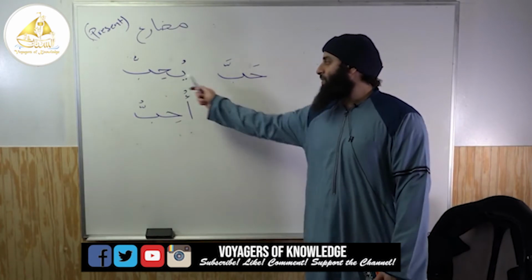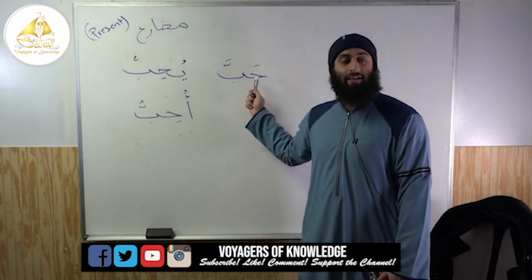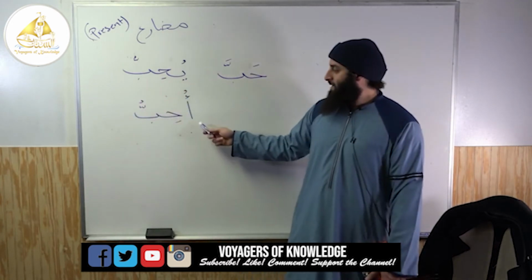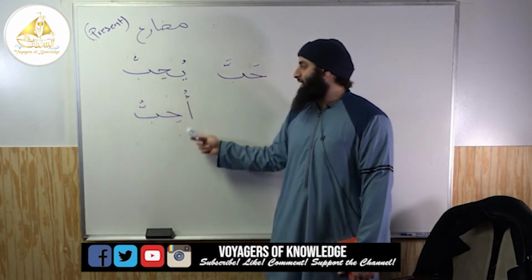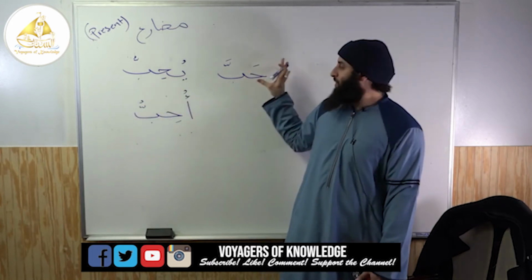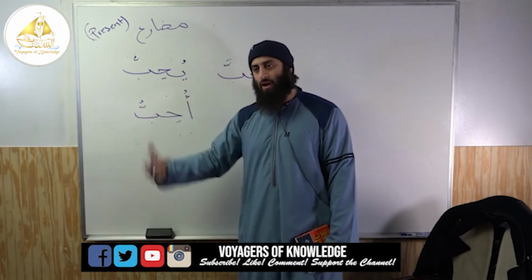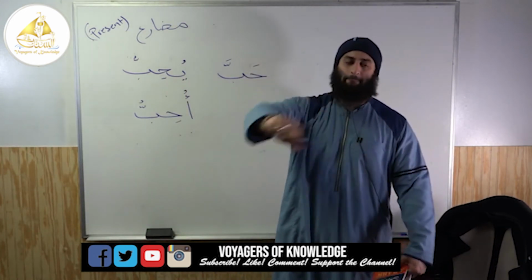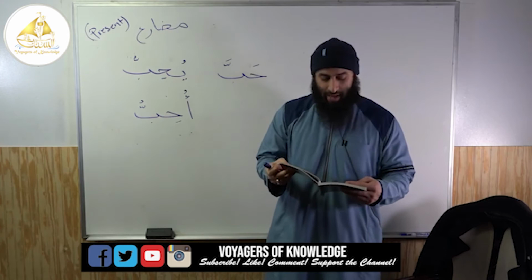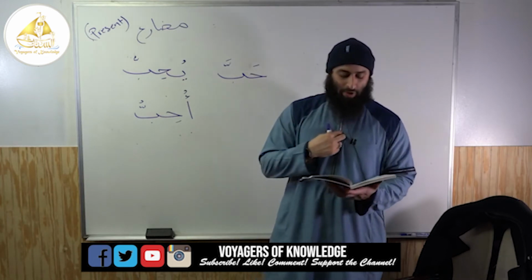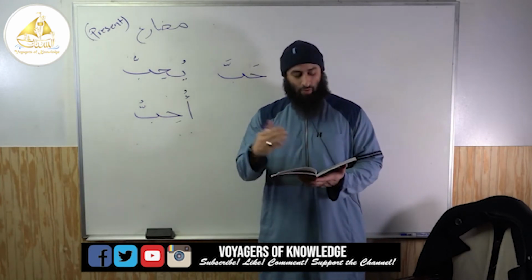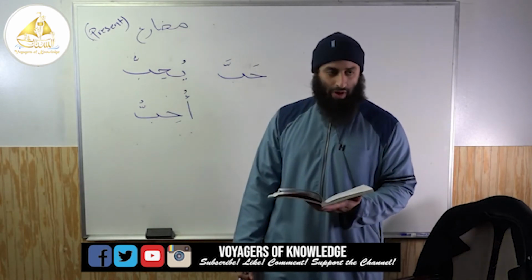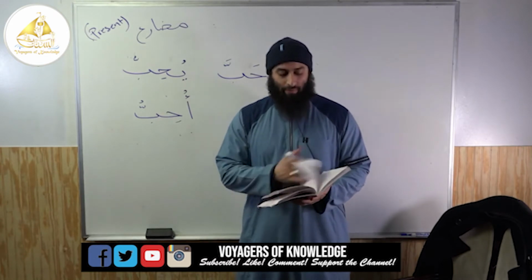So what's this top one for? He liked. He likes. All right? And uhibbu. This is all we need to take right here. But I wanted to give you the origin so that you know where they come from. All right? I love my dad and my mother. Ana uhibbu abi wa ummi wa uhibbu akhi wa ukhti. Correct? All right, very good.